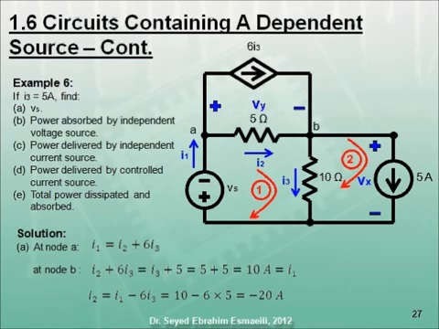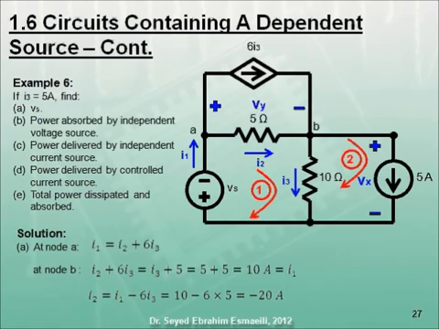We begin by assigning a current to the independent voltage source, call it I1, a current to the 5 ohm resistor, call it I2, and a current to the 10 ohm resistor, call it I3. We also assign a voltage across the dependent current source, call it Vy, and a voltage across the independent current source, call it Vx. By applying KCL at node A and assigning a positive sign to currents leaving the node, we get I1 equals I2 plus 6I3.